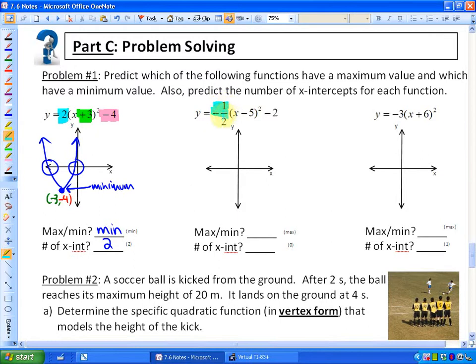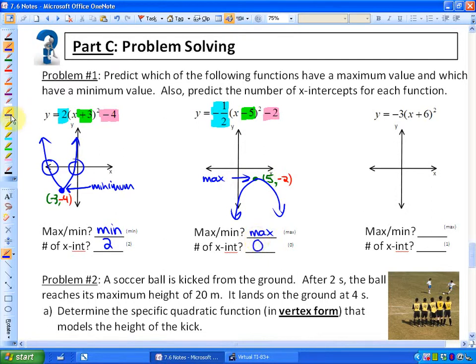In the next one, we know it opens down, and we know the vertex would be at +5, the opposite of -5, and -2. So +5, -2 is roughly here. So that would be +5 and -2. And we know that it opens down, so it would look something like this. That tells us that the vertex is on the top, which is a maximum because it opens down, and also that there are no x-intercepts.